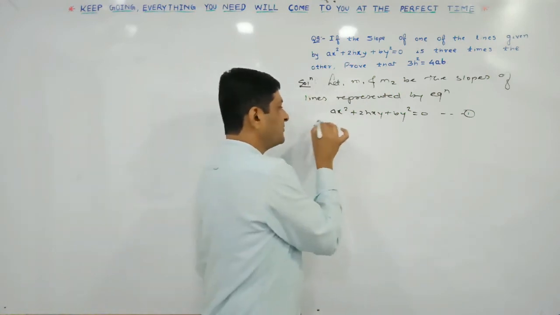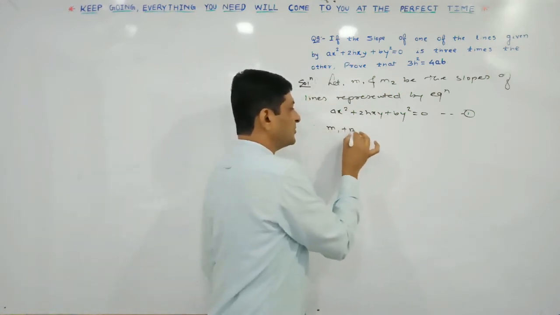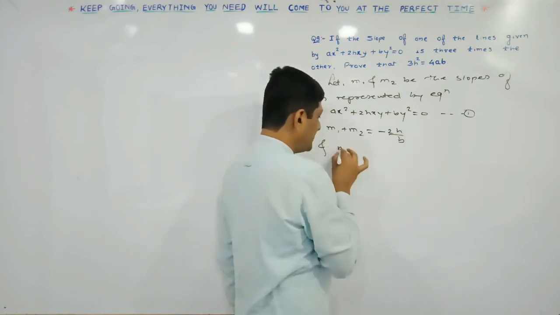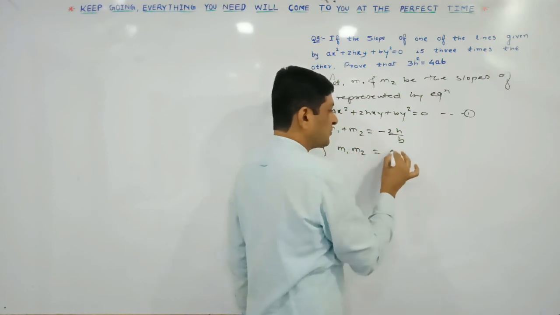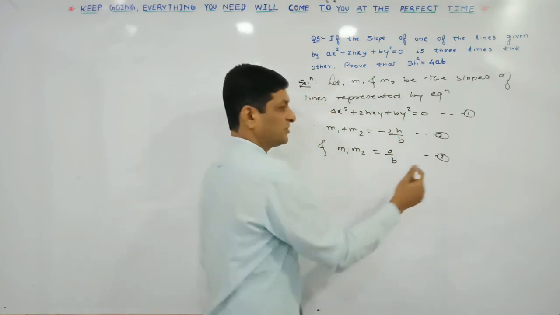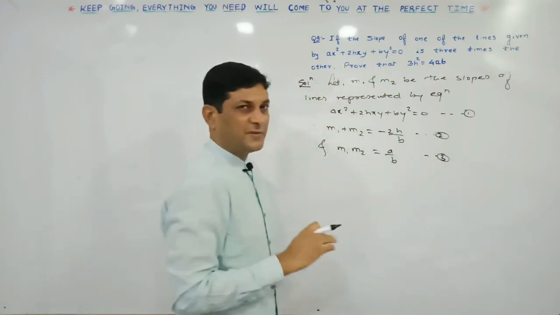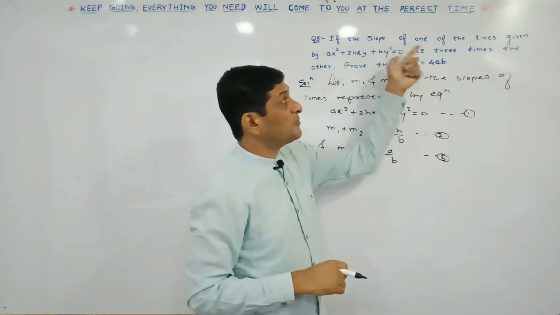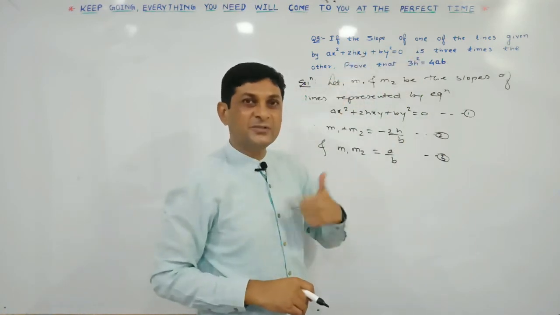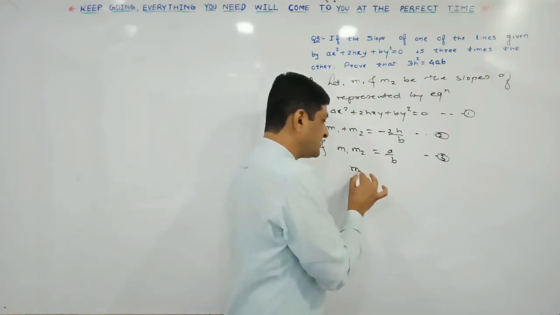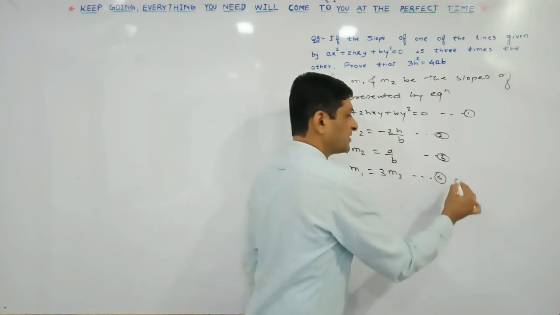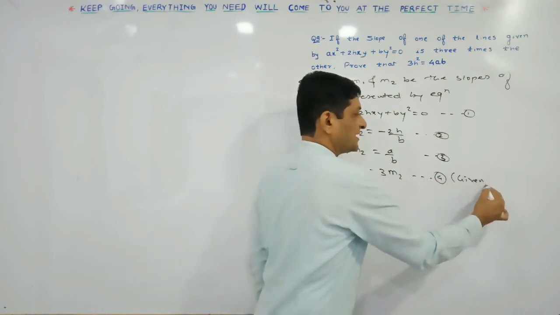So therefore what we will get here, m1 plus m2 is equal to minus 2h upon b, and m1 into m2 is equal to a upon b. Let us denote this by equation number 2 and this by equation number 3. Now again we are using the given condition. What is the given condition? The slope of one of the lines given by this equation is 3 times the other. Means the slope of one line, m1, is equal to 3 times the other, 3 times m2. Let us denote it by equation number 4. This is the given condition in the example.